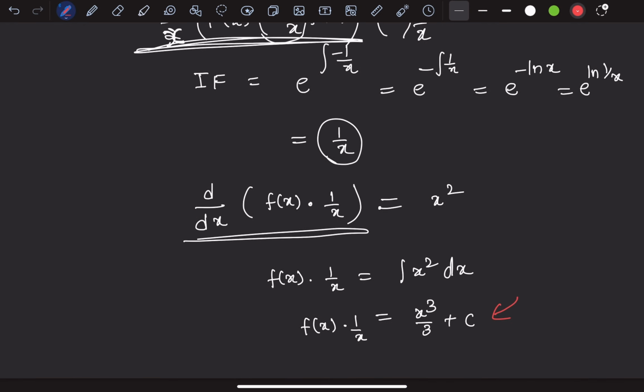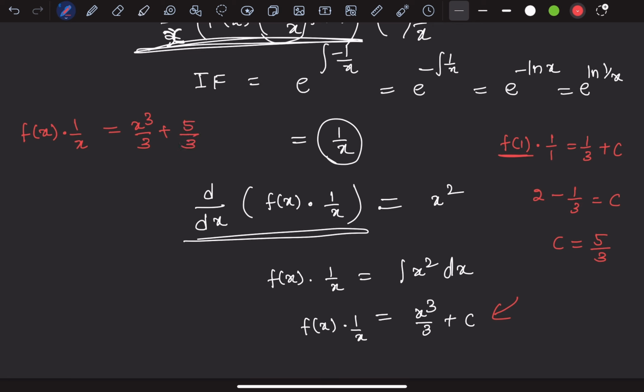Alright. So we know that f(1) is equal to 2. So let us put x is equal to 1 here. So then we'll get f(1) multiplied by 1 upon 1 is equal to 1 by 3 plus c. f(1) is equal to 2. So 2 minus 1 by 3 is equal to c. So c is equal to 5 by 3. Therefore f(x) multiplied by 1 by x is equal to x cube by 3 plus 5 by 3.